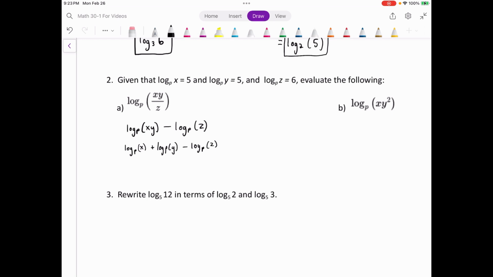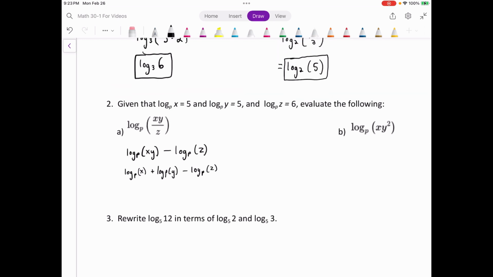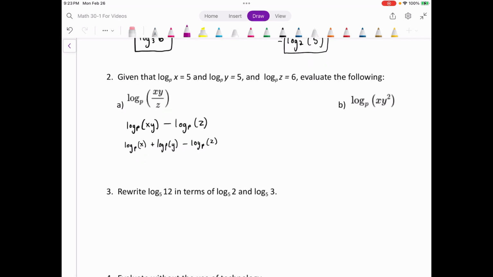Okay, and look at that. Remember, our problem was we didn't know what log base p of xy over z was. But we did know what log base p of x was. It was 5. We knew what log base p of y was. It was also 5. And we knew what log base p of z was. It was 6. So now we can take a look at this and say, all right, so this just equals 5.